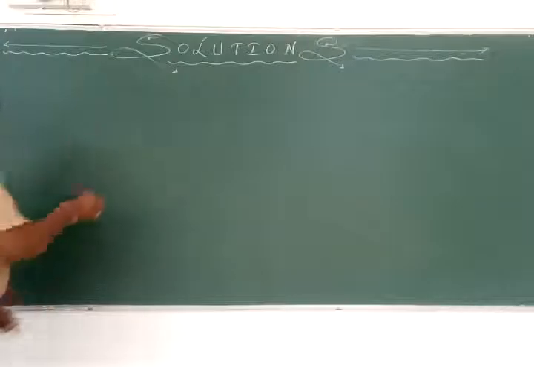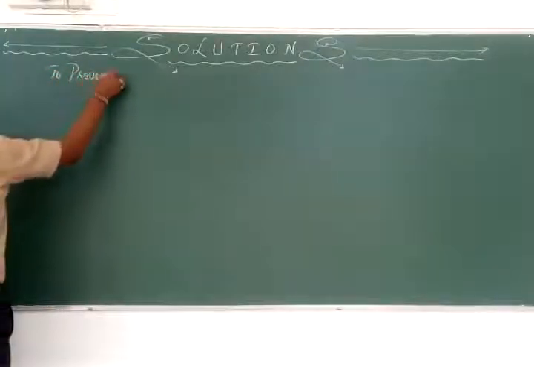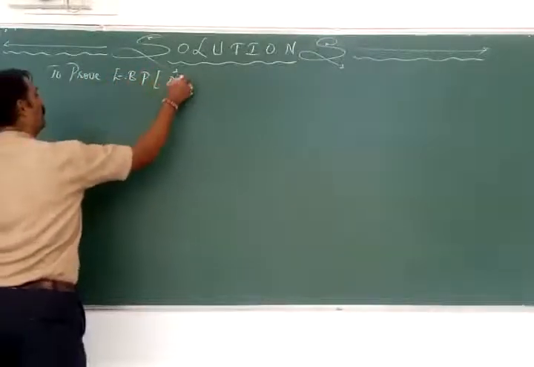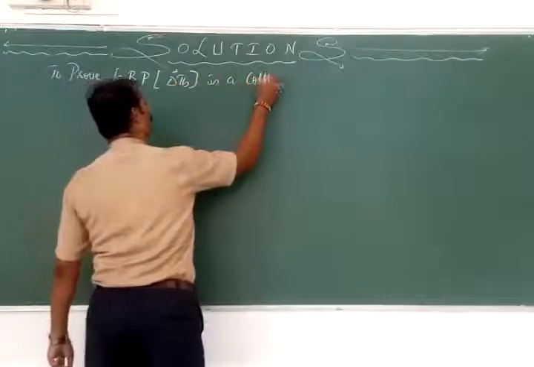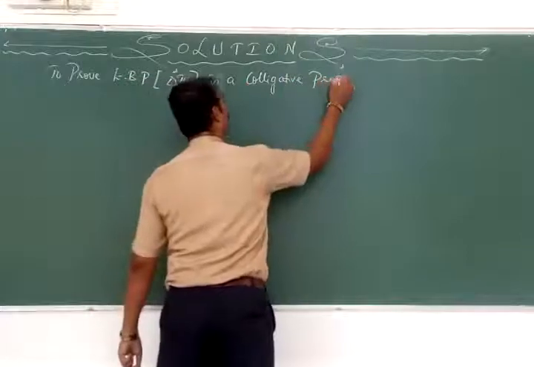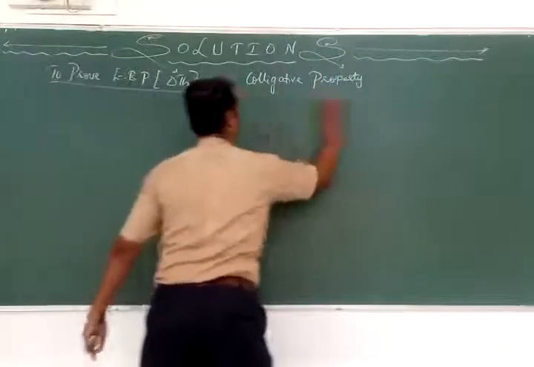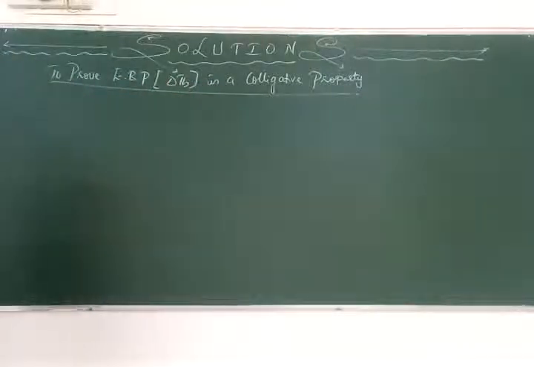Next is to prove that EBP, delta TB, is a colligative property. You have to prove that it is an example for a colligative property. How to prove that?